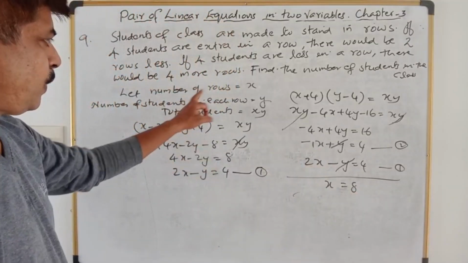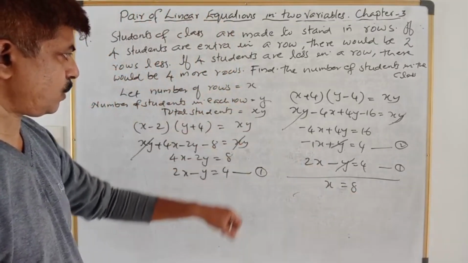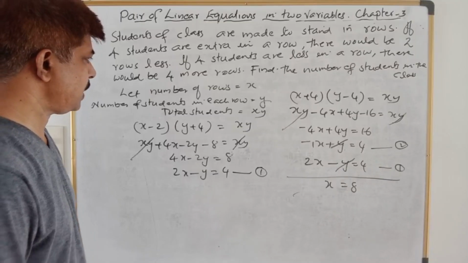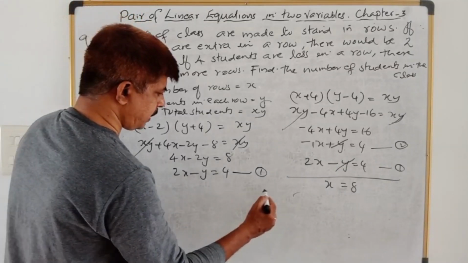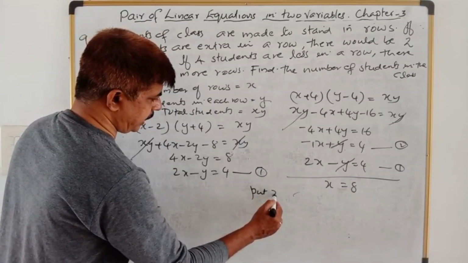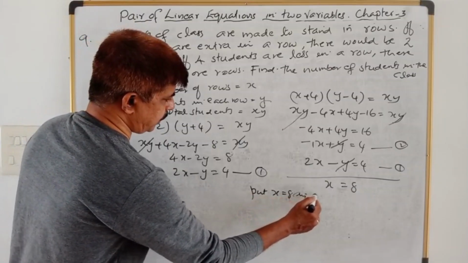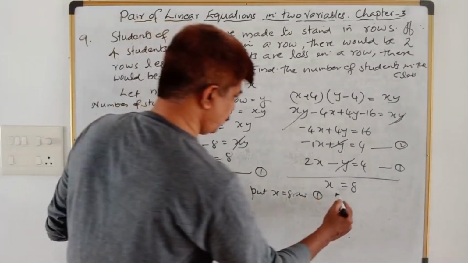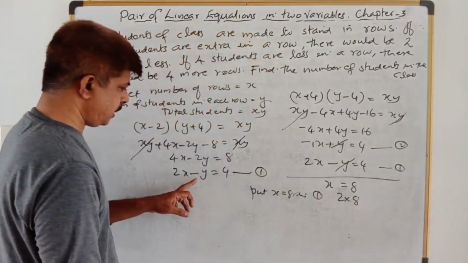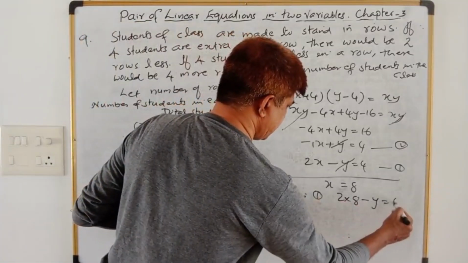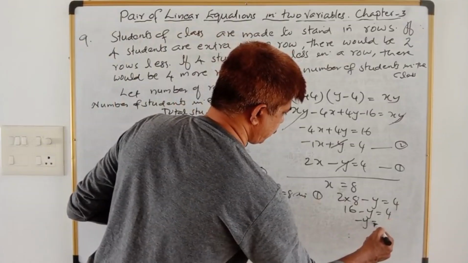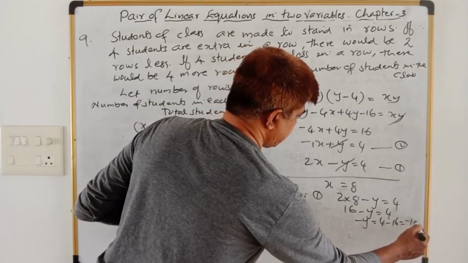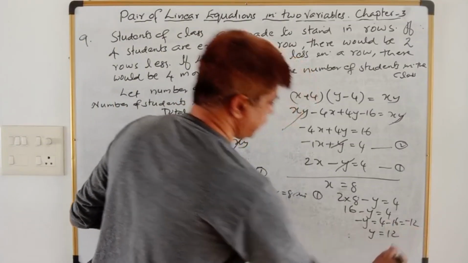x equal to 8 means the number of rows. x rows are there. The number of students in each row we can find out. Put x equal to 8 in equation 1. So 2 into 8 minus y is equal to 4. 16 minus y equal to 4. Minus y equal to 4 minus 16, negative 12.